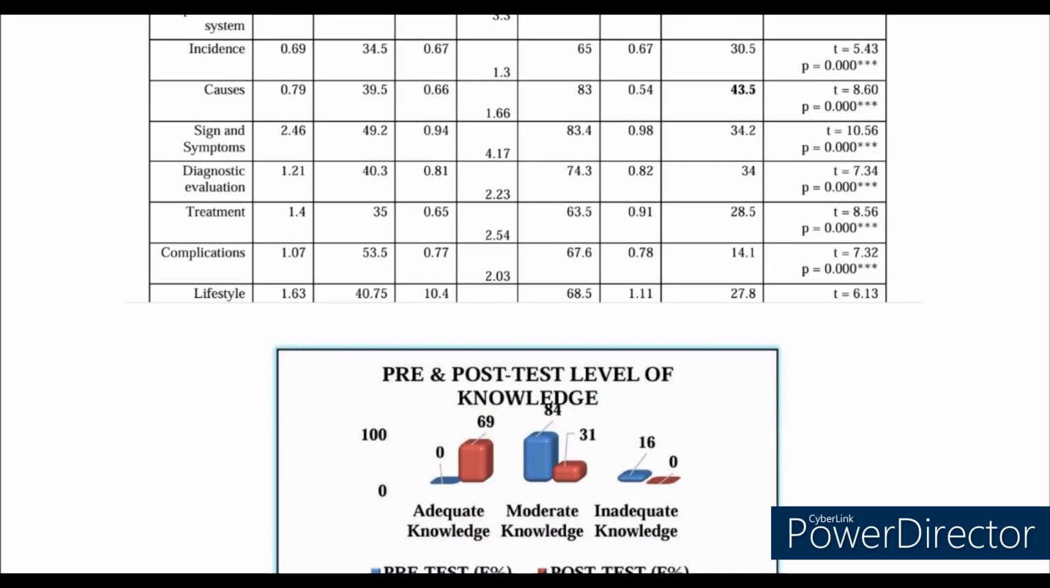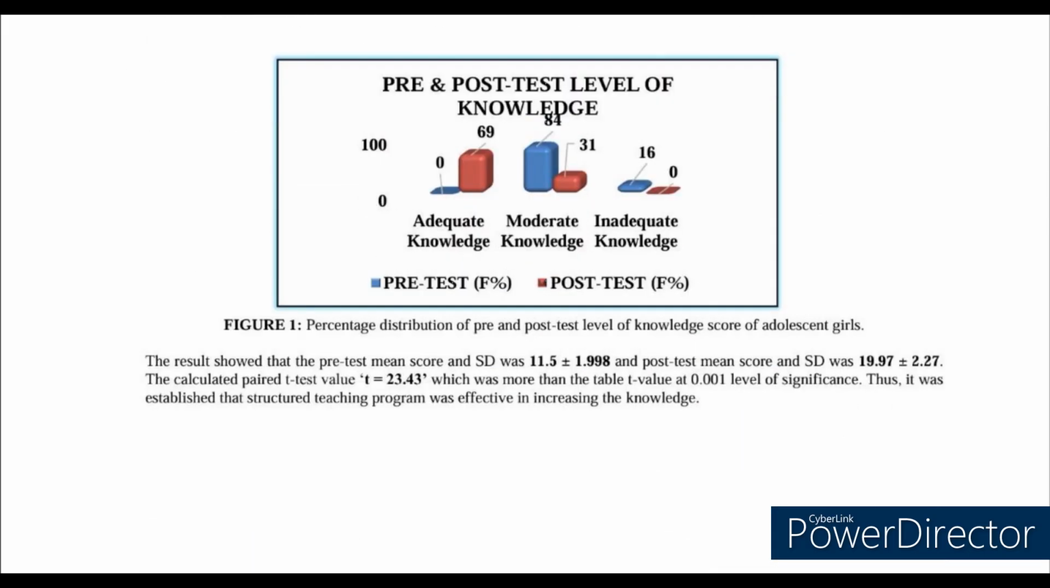So this shows that the pre-test mean score and SD was 11.5 plus or minus 1.9. And the post-test mean score and SD was 19.97 and 2.2. So there is definitely an increase in the mean, right? From 11.5 to 19.97. So the calculated paired t-test value is 23 and which is more than the t-table value of 0.001 significance. So that is statistically significant. So they said that structured teaching program was effective in increasing the knowledge.